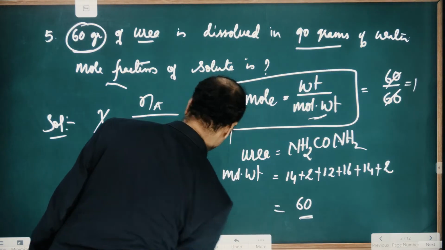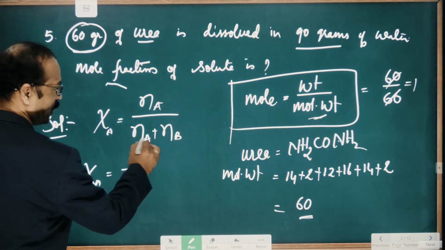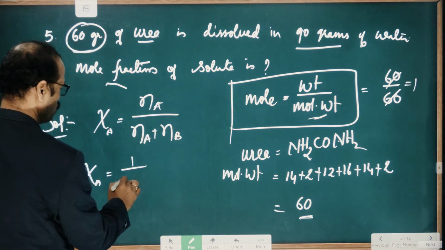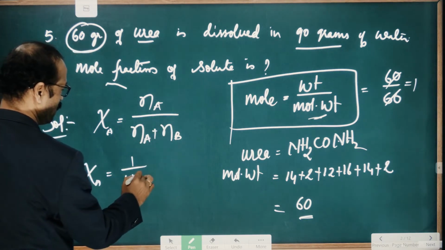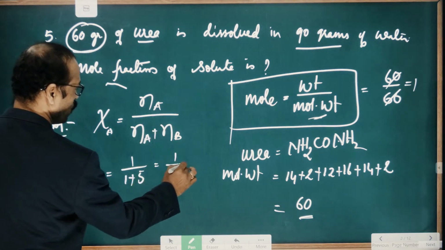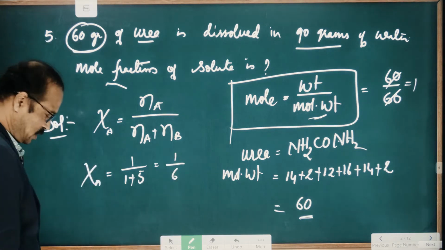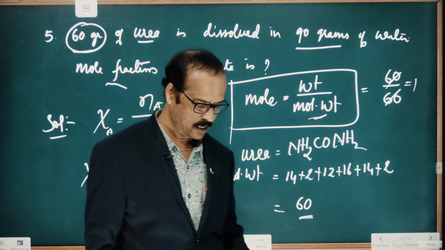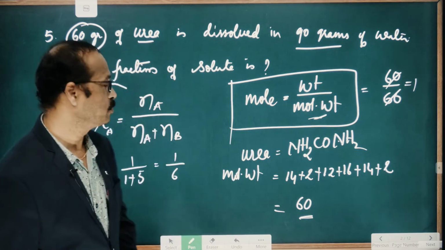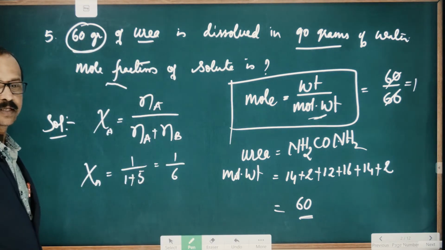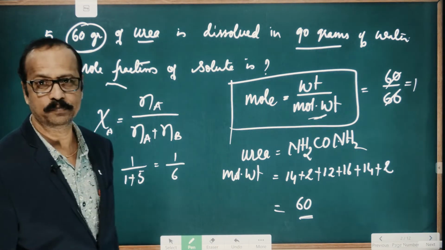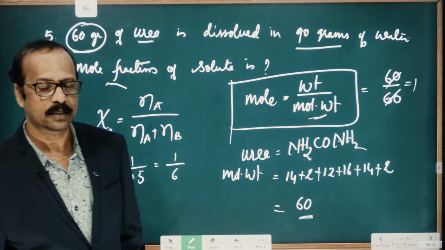Now, where is NB? So, Na plus NB. Na I already got, that is 1. So, 1 plus NB, I got 5. So, that is equal to 1 by 6. That is all. So, is there an option? Yes. Now, see the second option. Second option is 1 by 6. Is this understood to you? Yes or no?